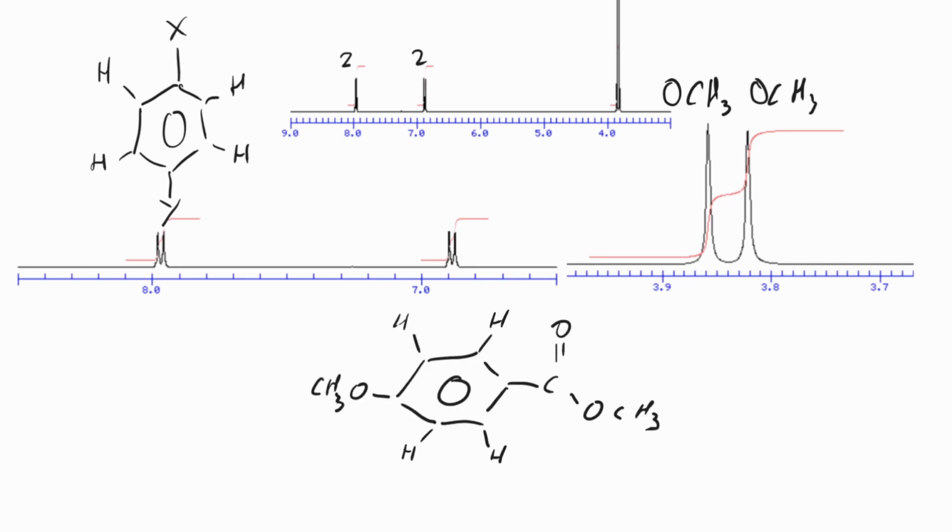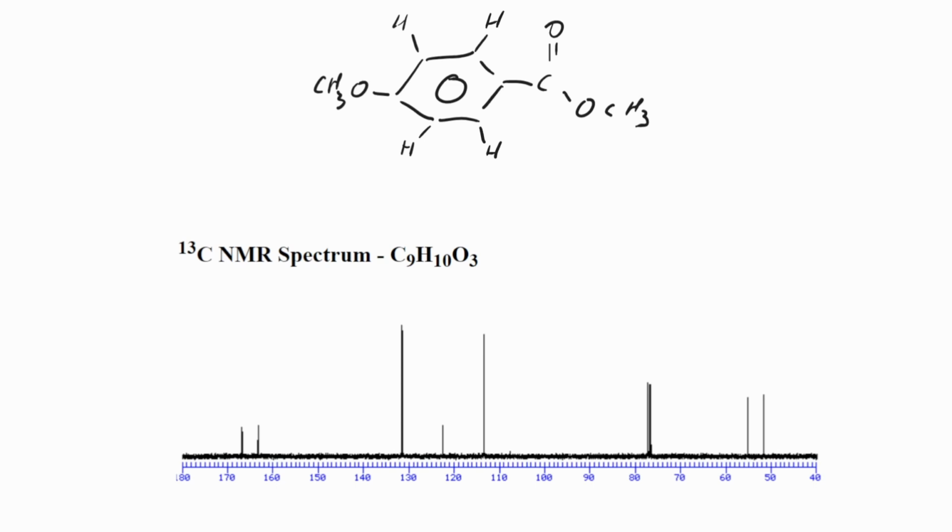So let's now take a look at the carbon spectrum and see if it also agrees with this type of structure. And here we have the carbon-13 spectrum. Remember, this is a solvent peak, so we're going to ignore it. Now if we do a quick count for the number of peaks, we see that there is 1, 2, 3, 4, 5, 6, 7, which isn't 9.